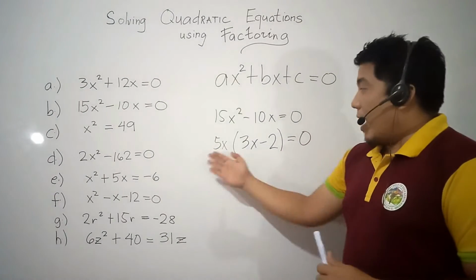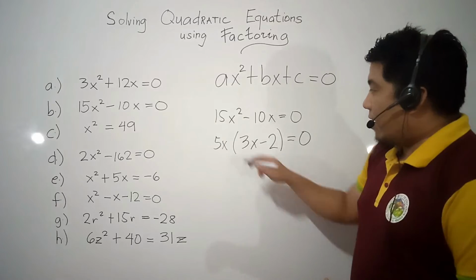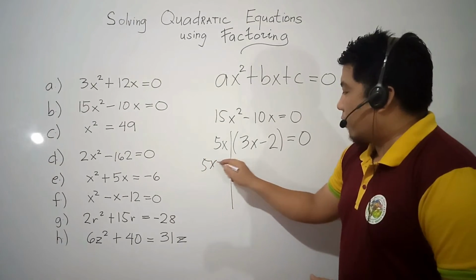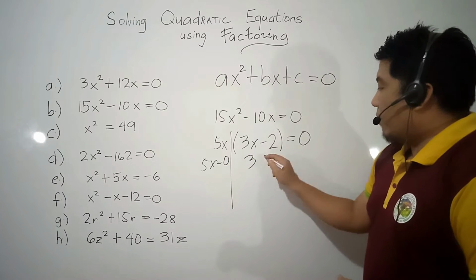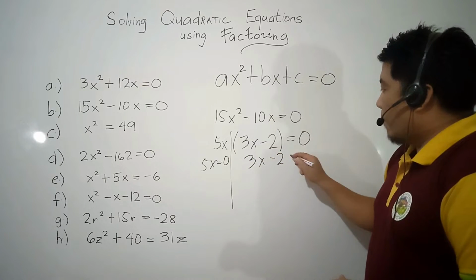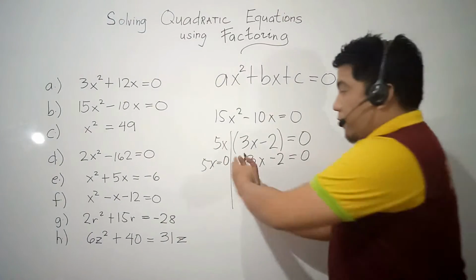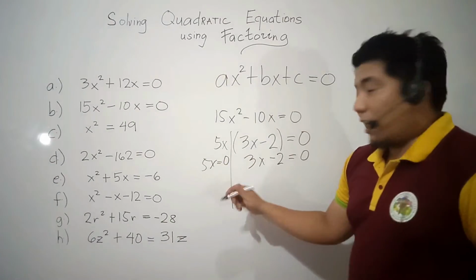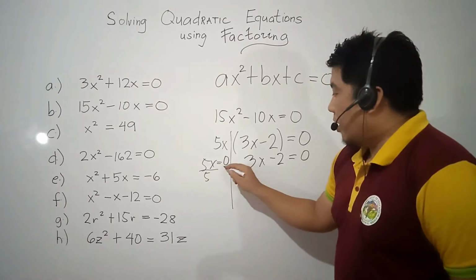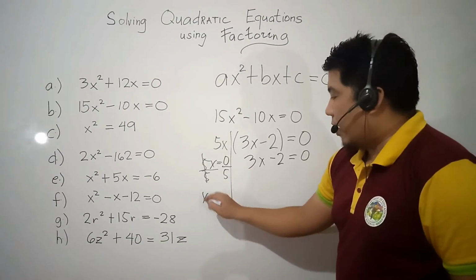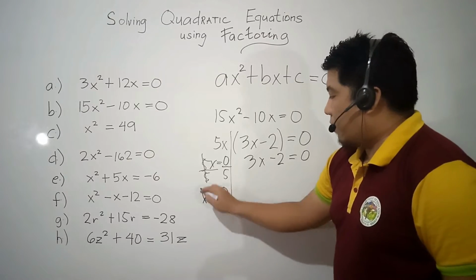So now, we have our two factors. Then, the next step is to separate them and equate them to 0. So 5x is equal to 0, and we have here 3x minus 2 is equal to 0. Now, let's solve first for the first factor. We divide both sides by 5 in order for 5 to be eliminated on the left side of the equation. So this will be cancelled out, giving us a value of 0.